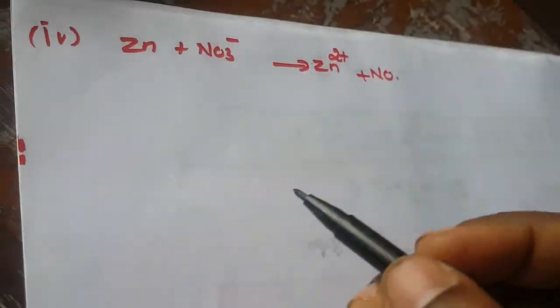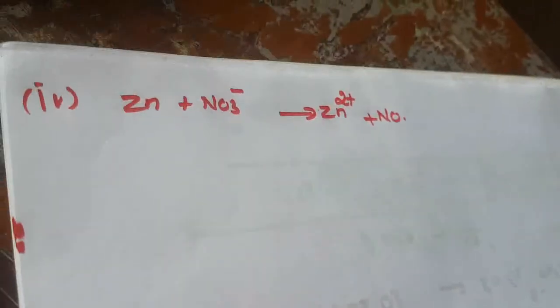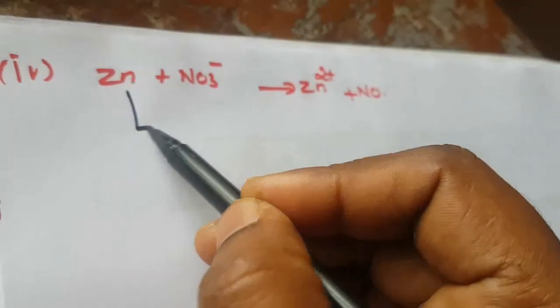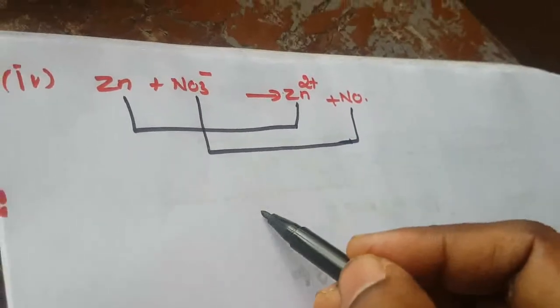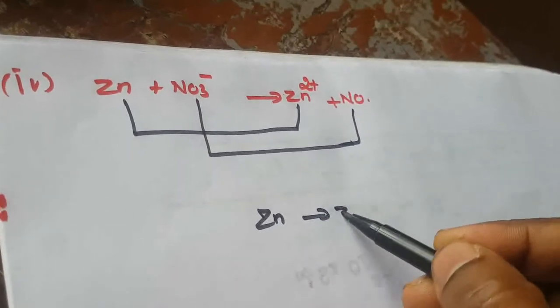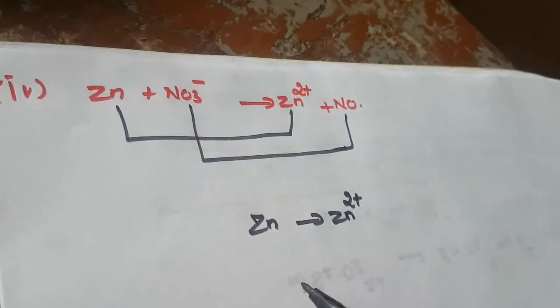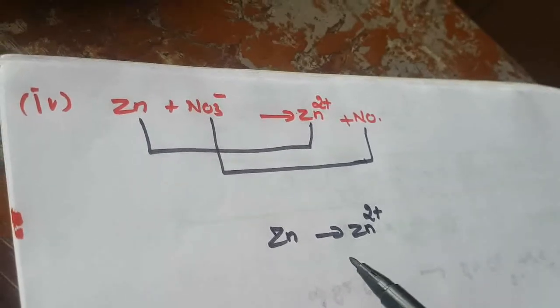Okay, so next system, they have already given the ionic form. So how to divide the two half equations? This is one half, this is another half, right? So here Zn gives Zn 2+, right? So here 2+ is there. How to write, balancing that one?